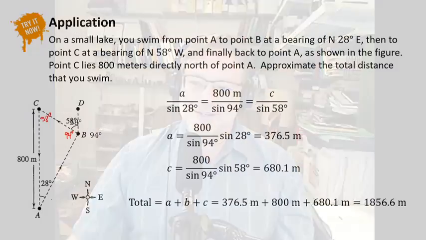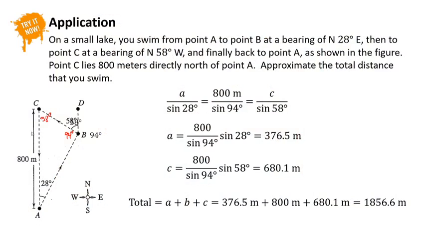Welcome back. Well, this problem was very similar to the one previous to it, in which you're given one angle and you're able to find the second and third angles through doing some geometry here on parallel lines. 58 degrees and 94 degrees allows you to use the law of sines to solve for A and C, and you get the total distance that way.